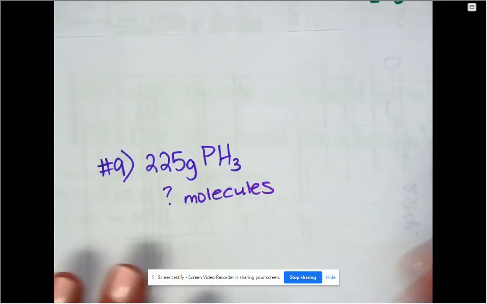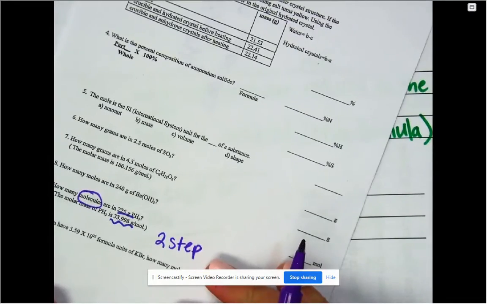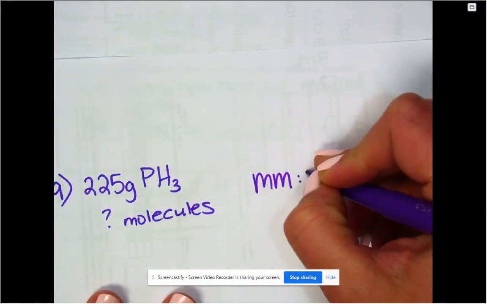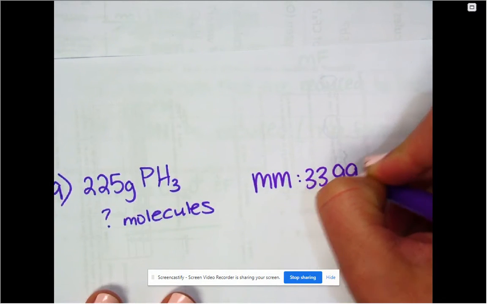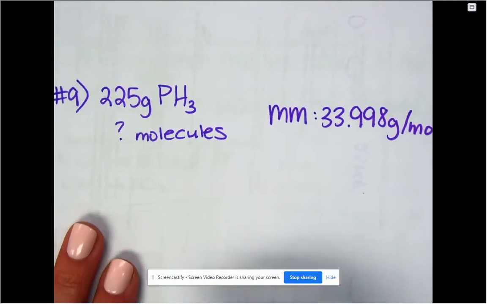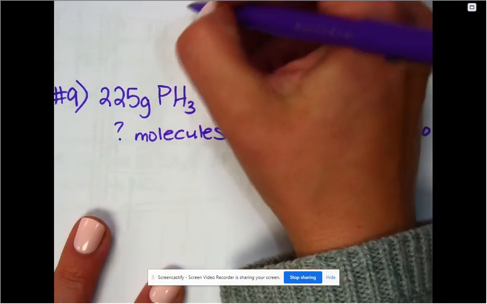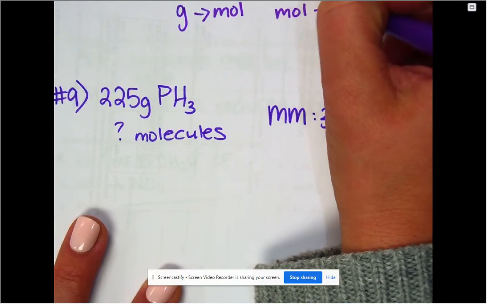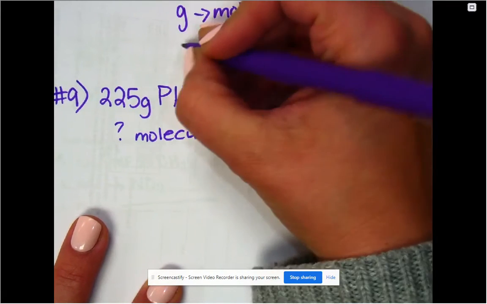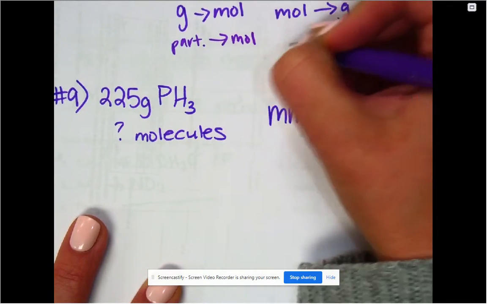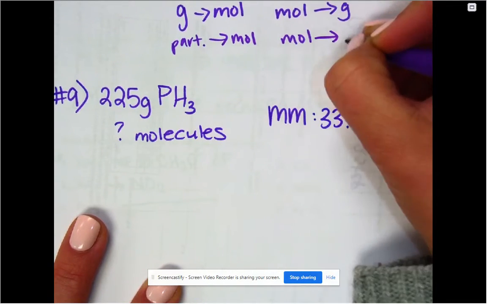molecules. And then we gave you the information of a molar mass, 33.998 grams per mole. All right, so with this information, the two-step idea is that we have learned how to go from grams to mole, mole to grams. We did particles to moles and moles to particles, right?